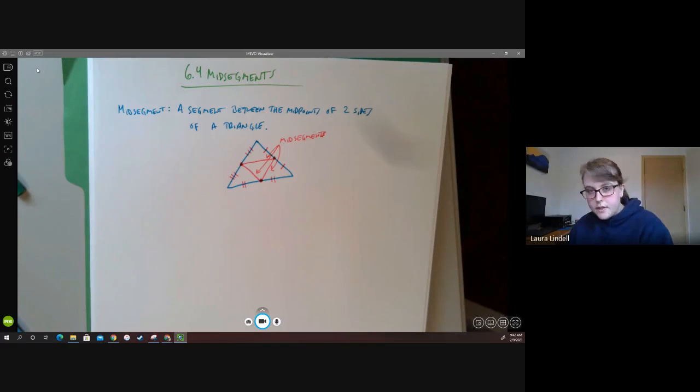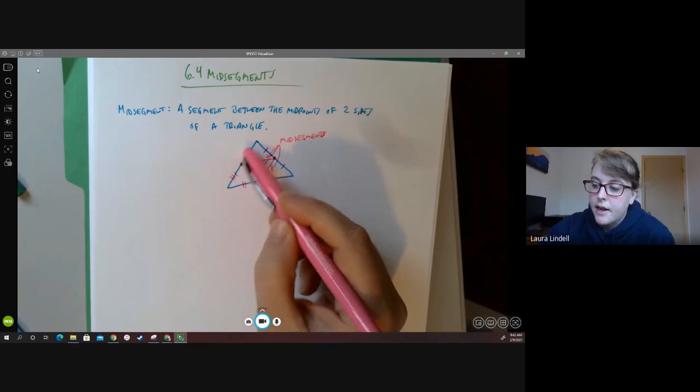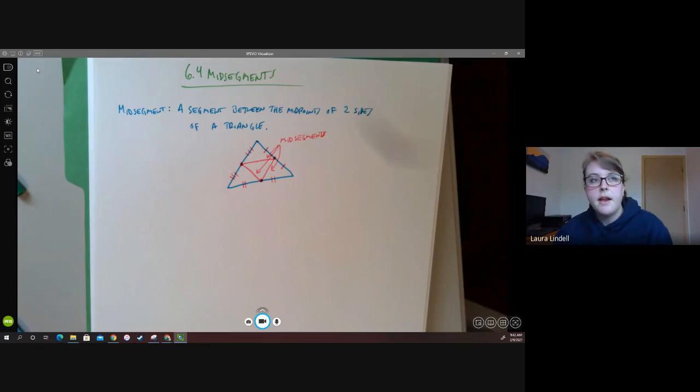Okay. So the thing with mid-segments that we care the most about is usually something called the mid-segment theorem. We're not as concerned with, in order for them to be a mid-segment, it has to cut the side in half. But other than that, what we're most concerned about is the mid-segment theorem. So that's what we're going for next.